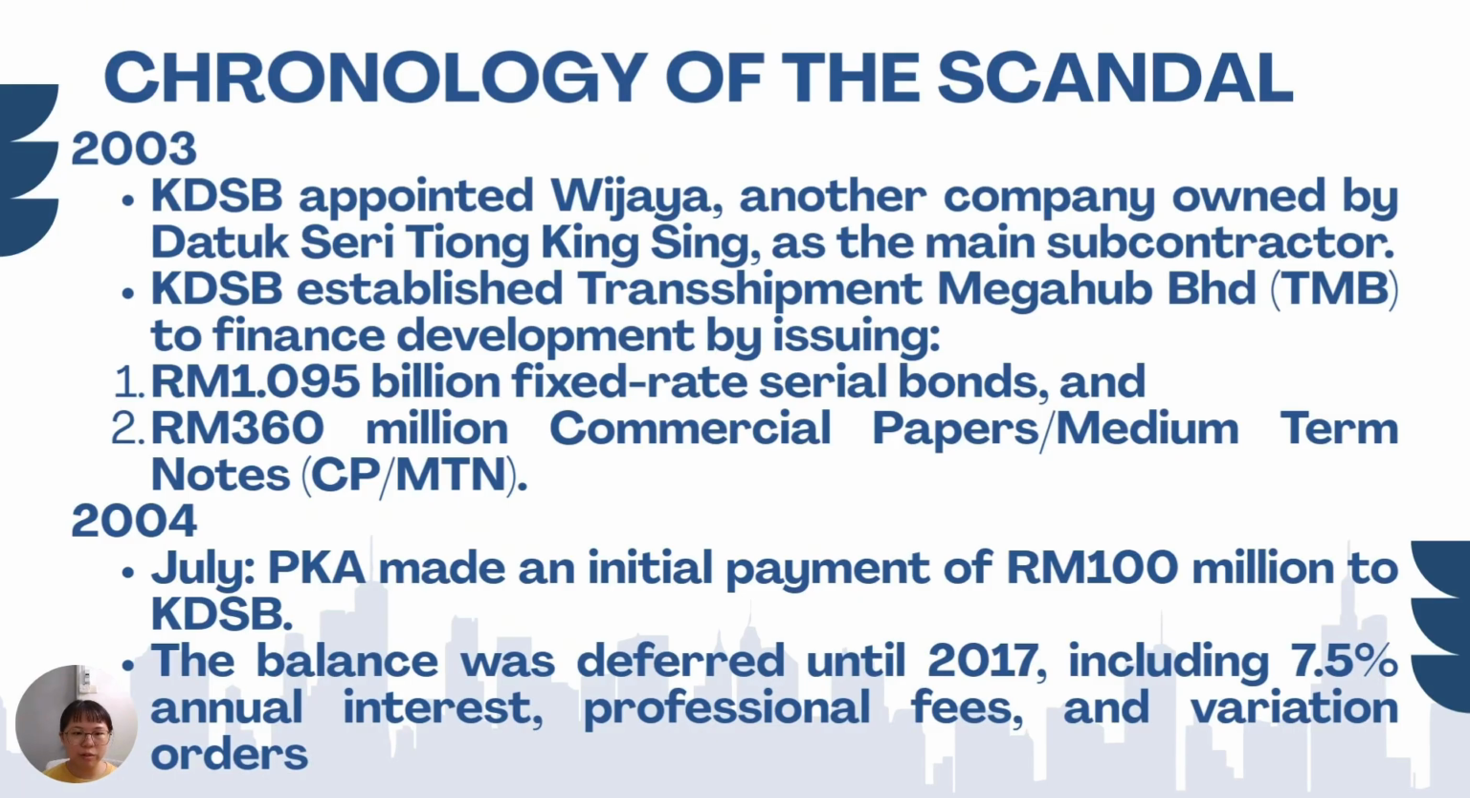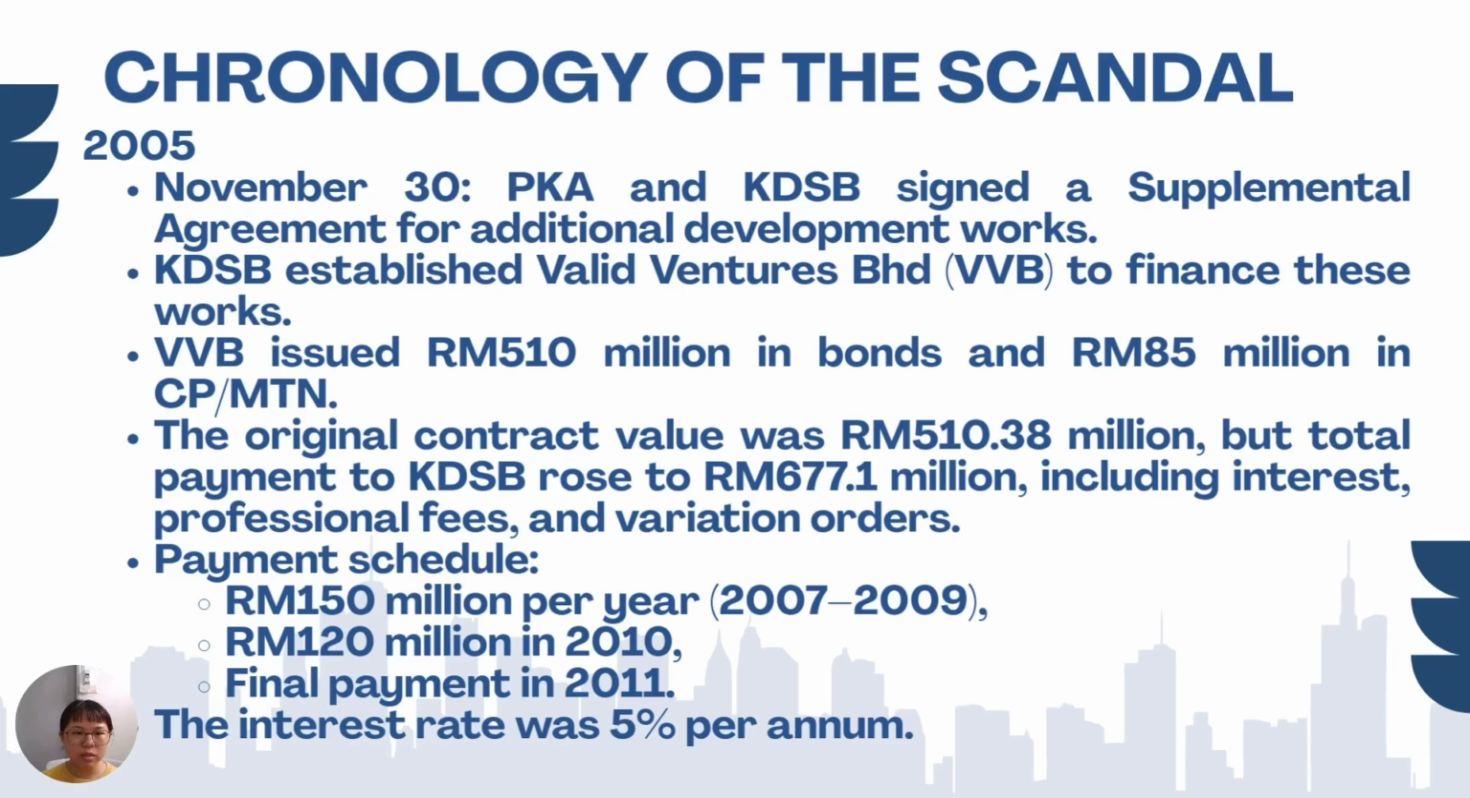In 2004, PKA made its first payment of 100 million ringgit. The rest was pushed to the year 2017, with 7.5% interest added on top. In 2005, PKA requested extra development work. KDSB then raised over 500 million ringgit using another company called VVB. Because of interest and fees, the total payment increased to 677 million ringgit.